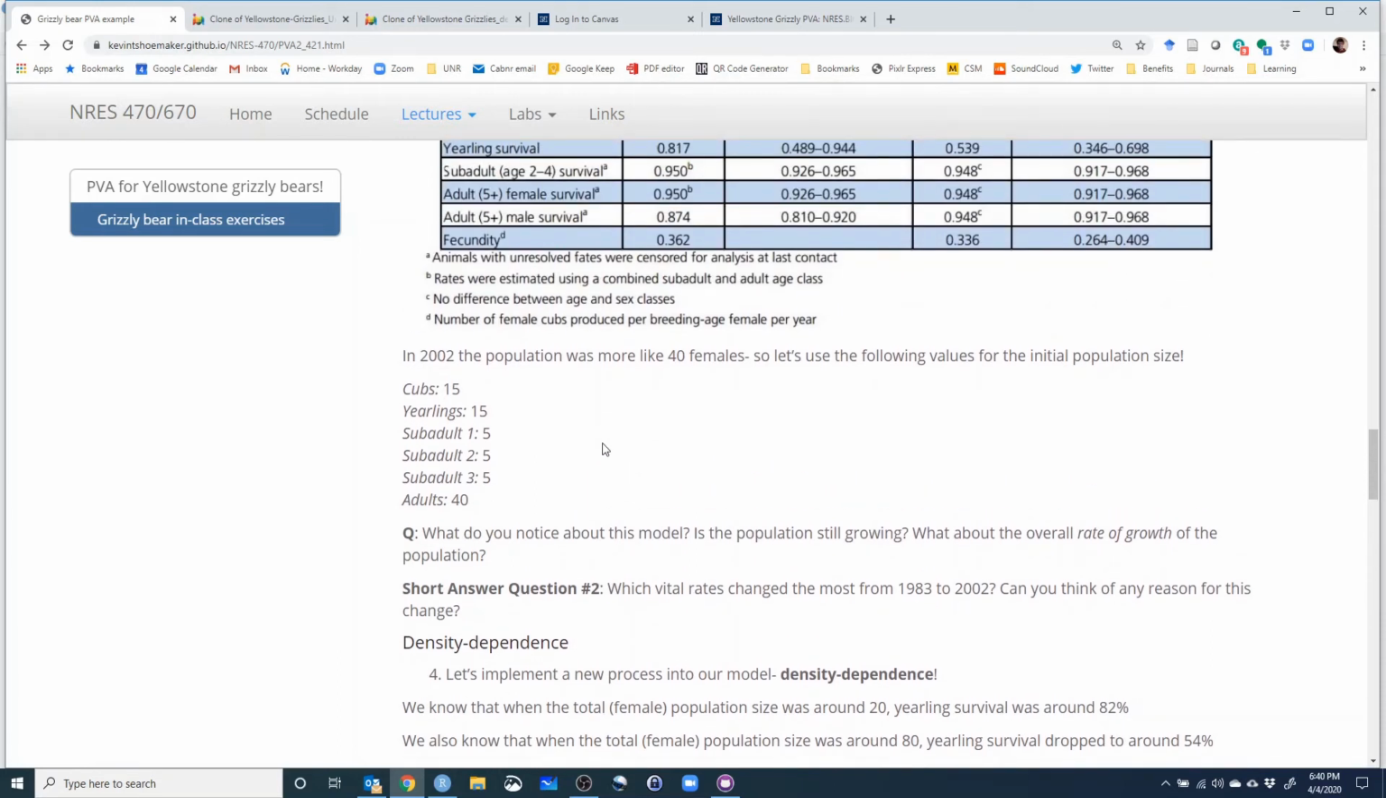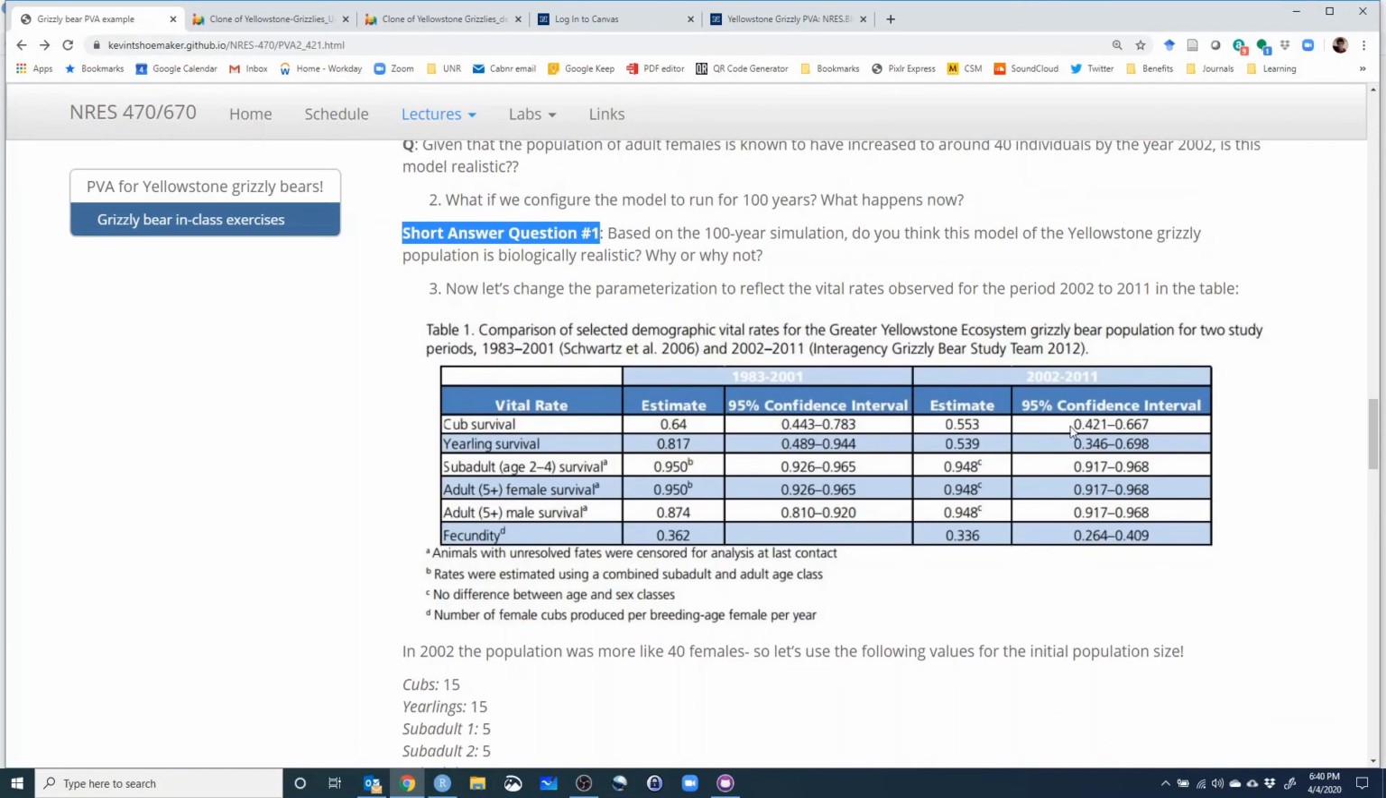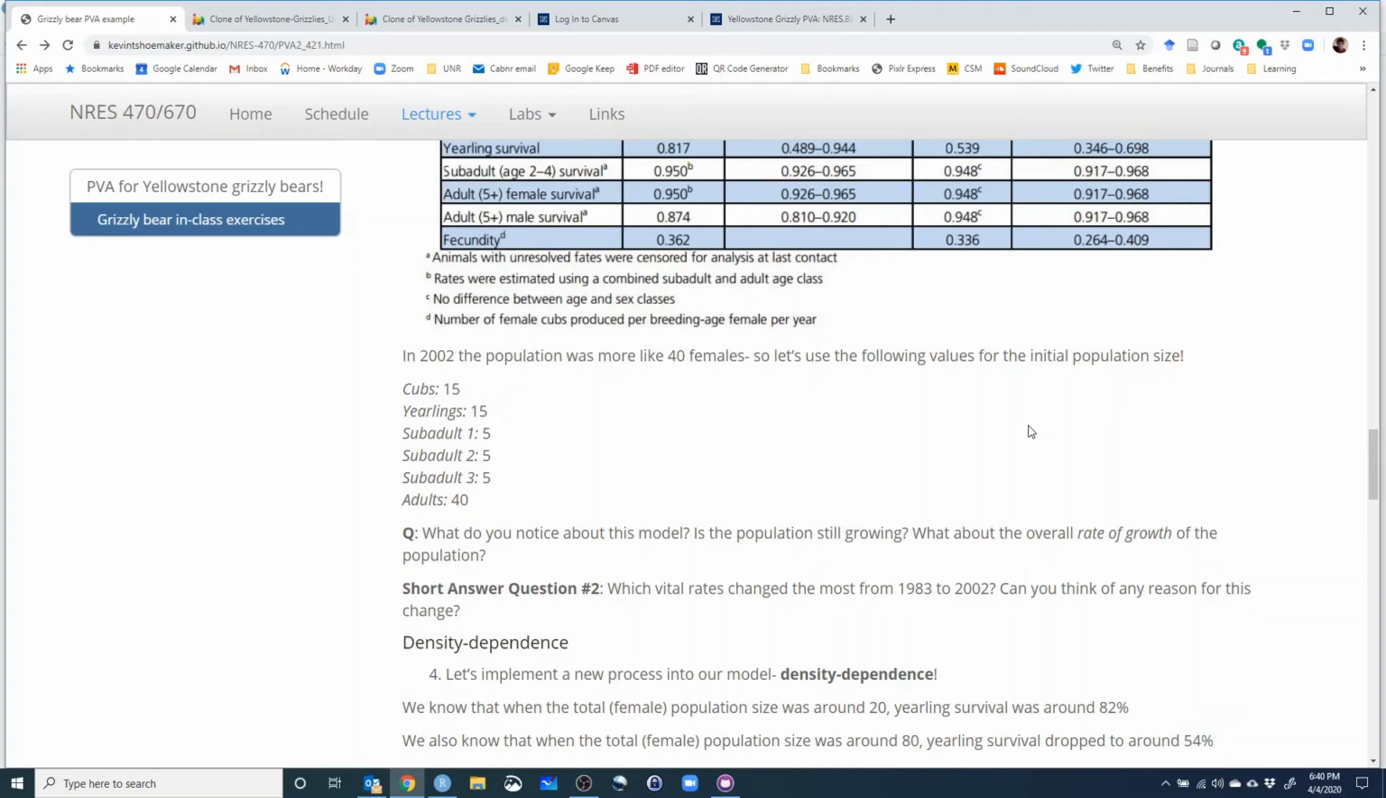All right. And which vital rates changed the most from 1983 to 2002, from this early period to this later period? Pause the video and answer the short answer question in Web Campus. Which vital rates changed the most from 1983 to 2002? And also, what processes might cause this change? Can you think of any reason for this change? Why might the vital rates have changed the way they did? All right, so please pause and answer the question, and I will be right back.